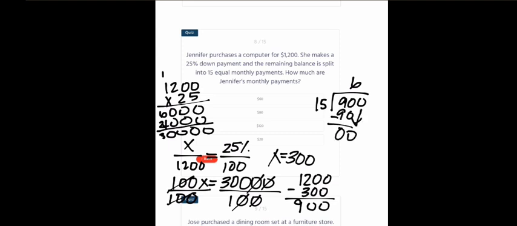And even though this is 0, we still have a 0 to bring down. 15 goes into 0 times. And we have no more zeros to bring down. So the monthly payment is $60.